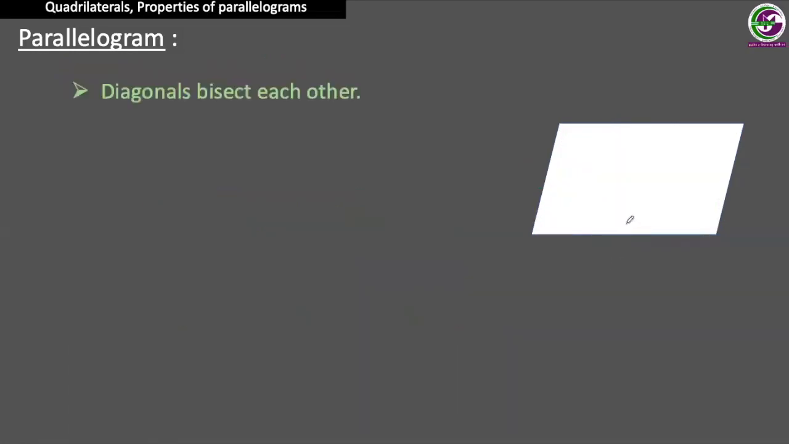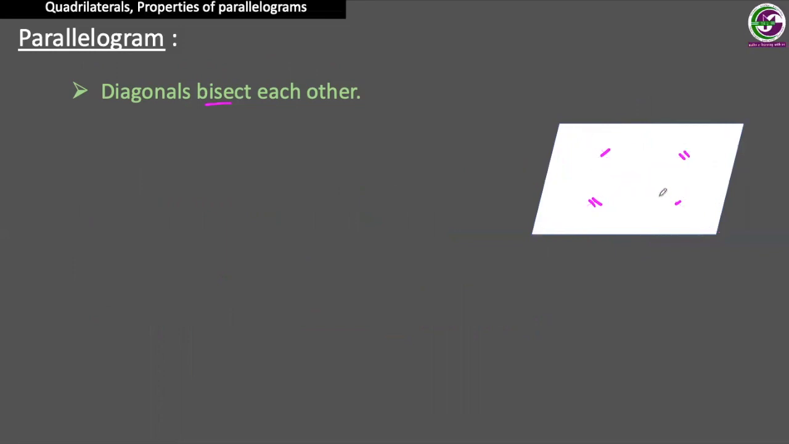Moving on to more details about parallelogram. Diagonals bisect each other. Bisect means cut into two equal parts. If this is 11 centimeters, that is also 11 centimeters. If this is 8 centimeters, that's also 8 centimeters. But the diagonals need not be equal by itself, but they are cut equally.